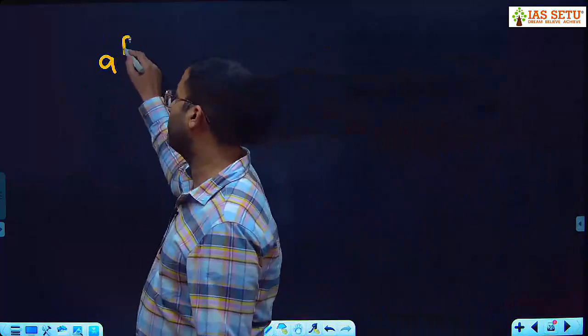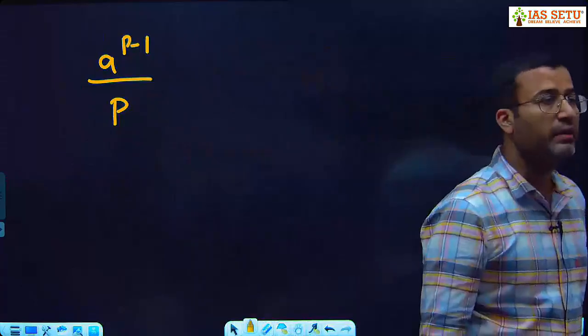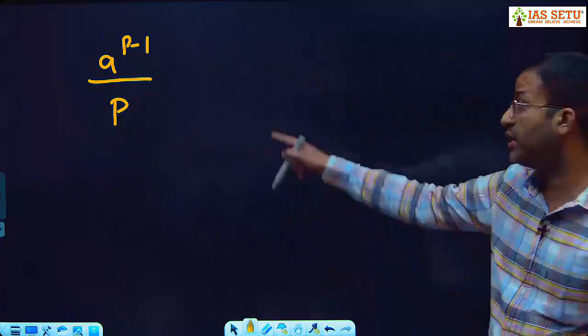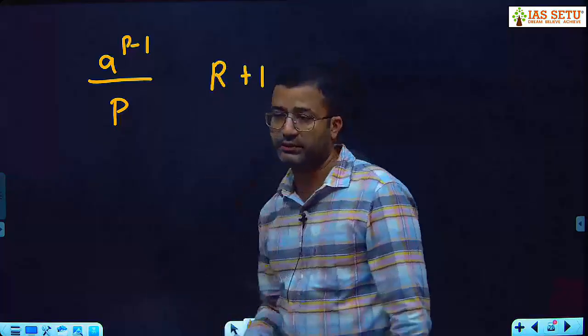a to the power p minus 1 upon p, where denominator is a prime number and power is 1 less as compared to the denominator, and a is not a multiple of p. Here remainder is always plus 1.